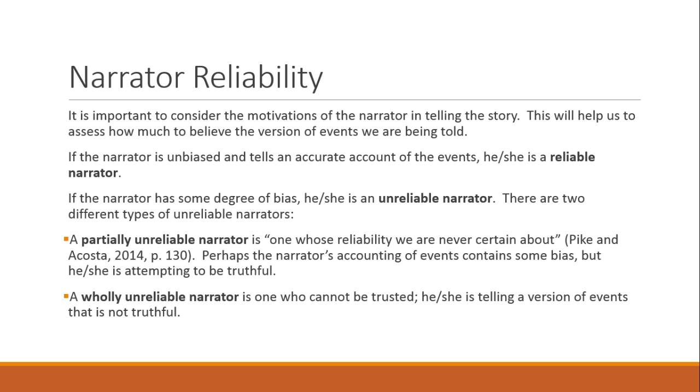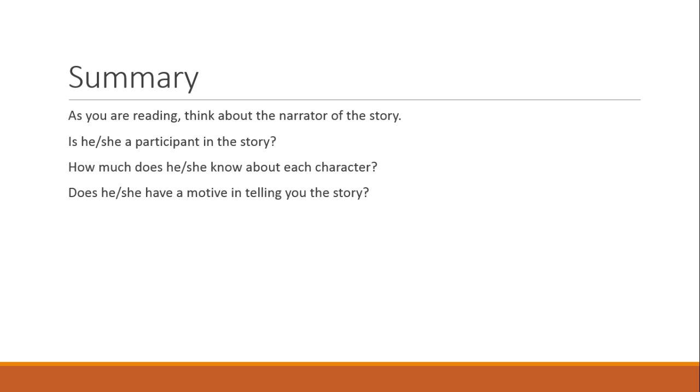And there are two different types of unreliable narrators. The partially unreliable narrator is one whose reliability you can never be certain about. Perhaps the narrator is attempting to be truthful, but he or she has biases that prevent him or her from telling you the truth. A wholly unreliable narrator is one who can't be trusted because he or she is telling a version of events that's not truthful. This type of narrator may be purposely trying to mislead you.